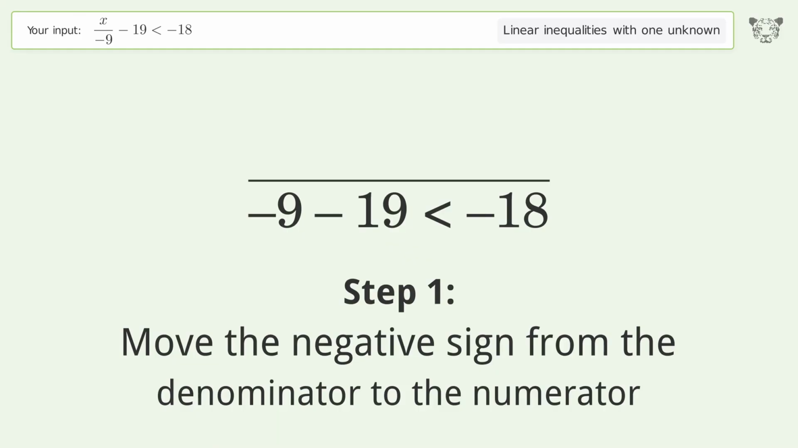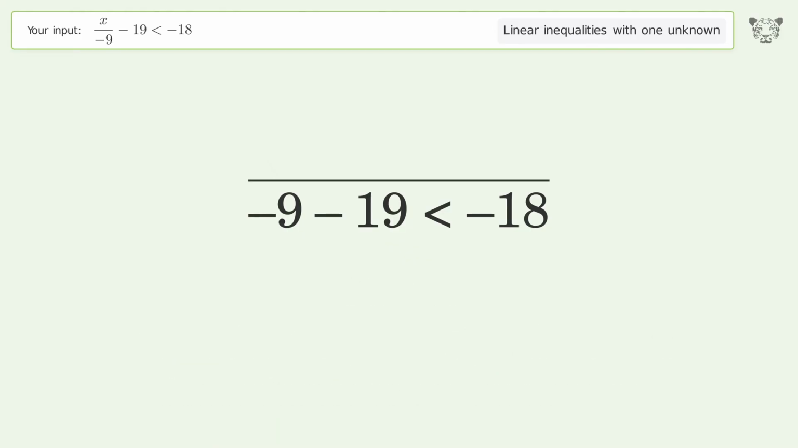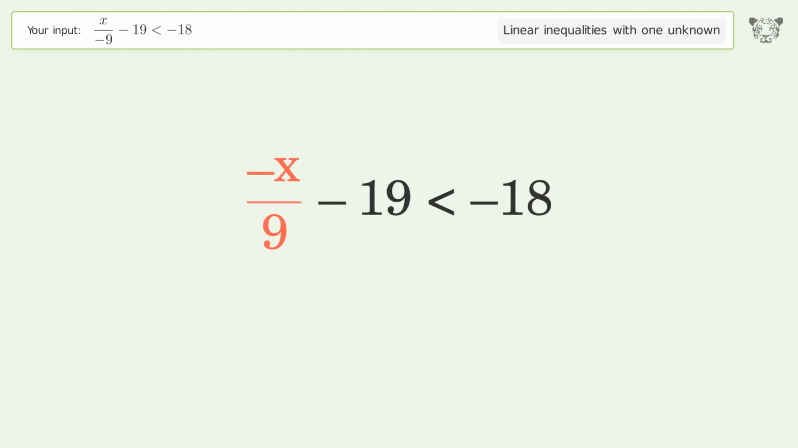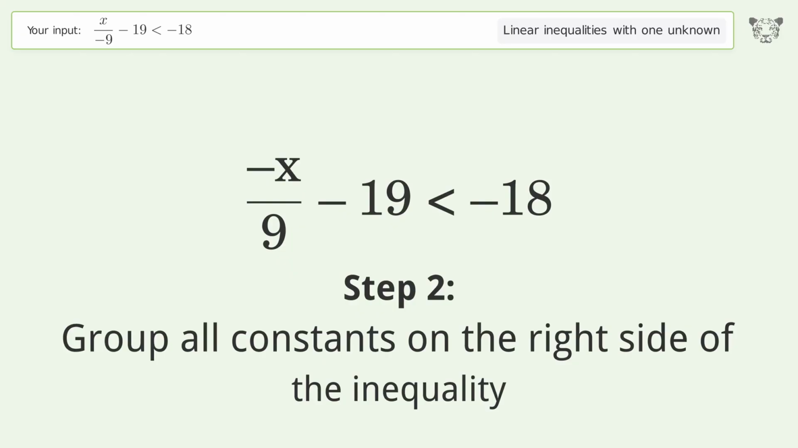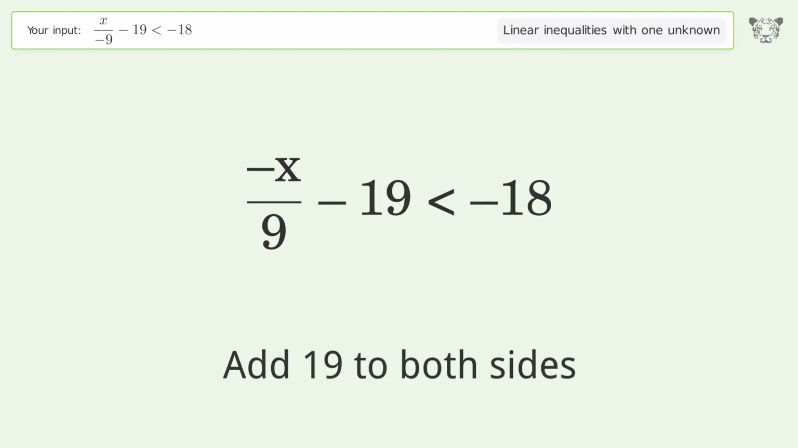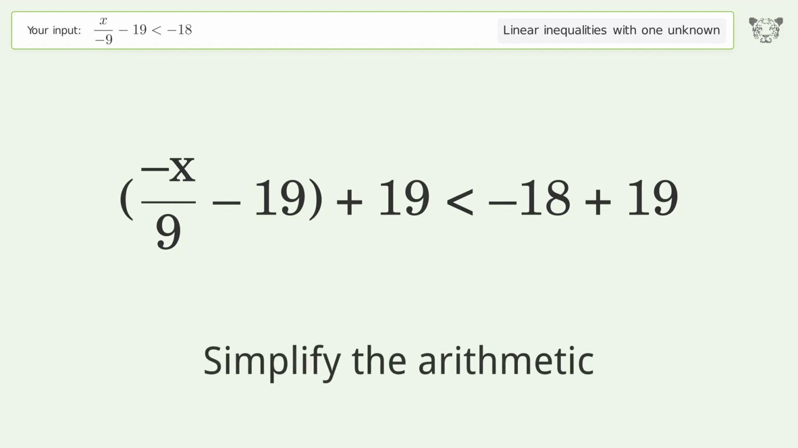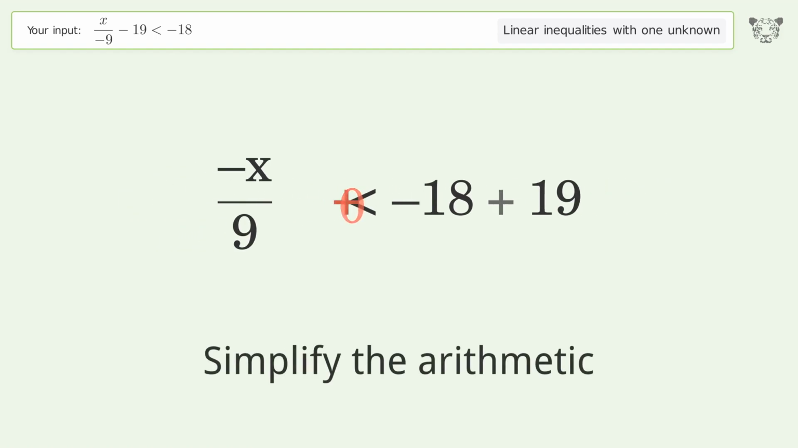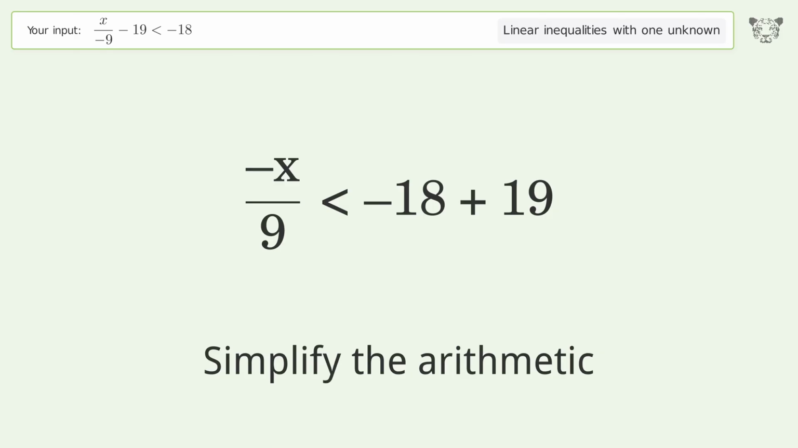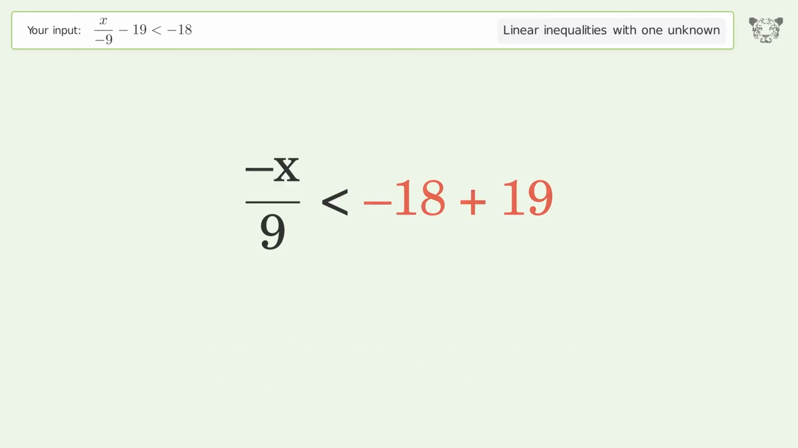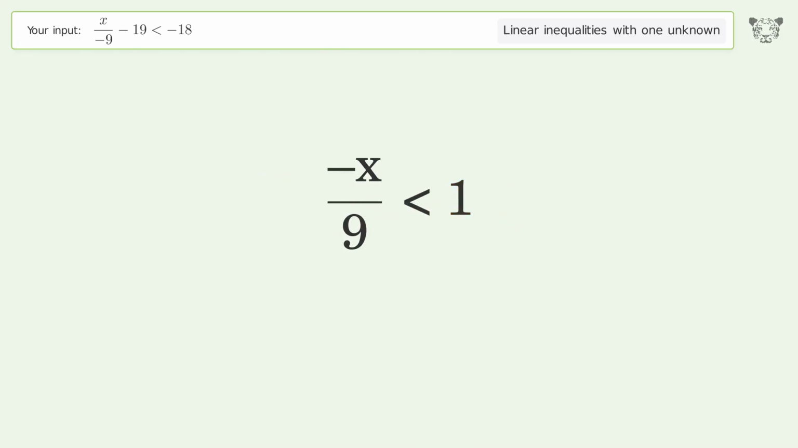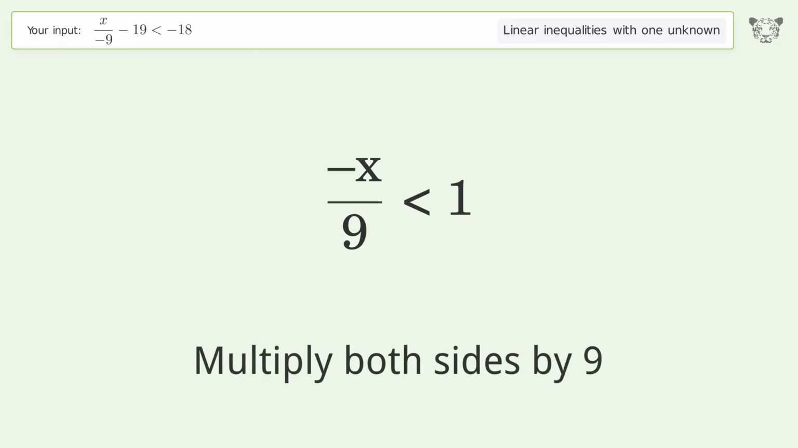Move the negative sign from the denominator to the numerator. Group all constants on the right side of the inequality. Add 19 to both sides. Simplify the arithmetic. Isolate the x. Multiply both sides by 9.